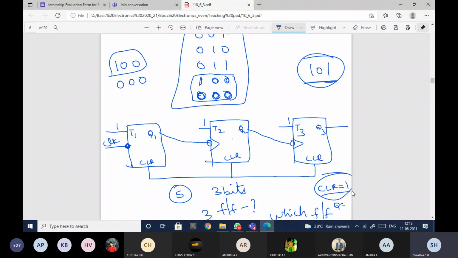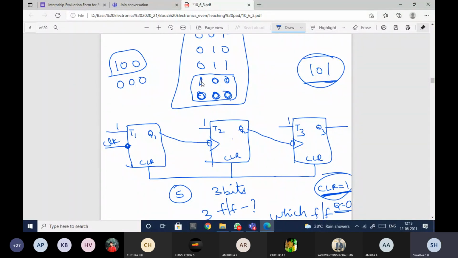Then you answer me. CLR is equal to 1. What happens when I make CLR equal to 1? The outputs will be cleared, right? CLR is nothing but clear. Whenever the CLR value is 1, Q will be equal to 0.